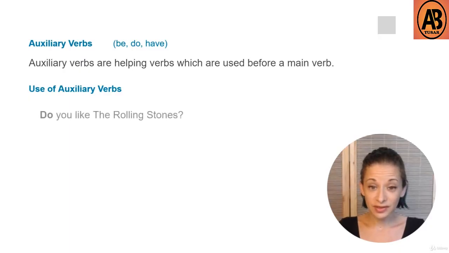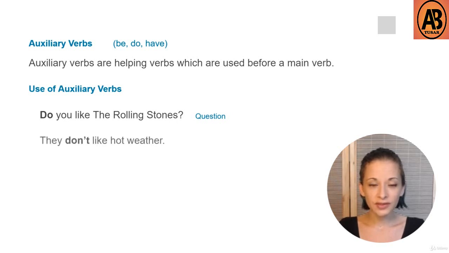Auxiliary verbs can be used to make questions, like this example here, which uses the auxiliary verb do. Do you like the Rolling Stones? We also use auxiliary verbs to make negatives. Here we've got don't, do not. They don't like hot weather.